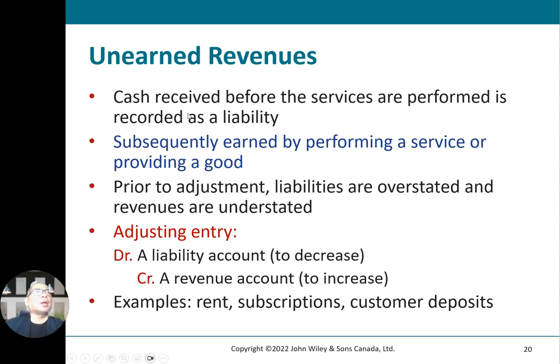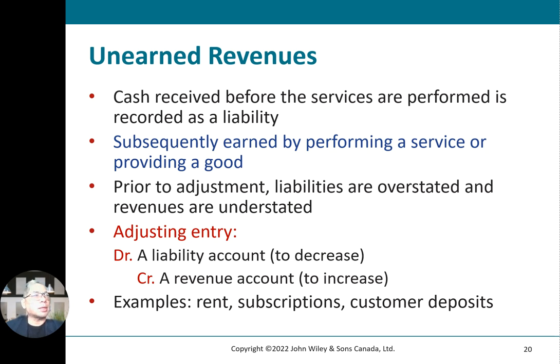Unearned revenue. Cash received before the service is performed is recorded as a liability, subsequently earned by performing a service or providing a good. Prior to adjustment, liabilities are overstated and revenues are understated. In terms of adjusting entry, the liability account is debited and the revenue account is credited. Examples will be rent, subscription, customer deposits.